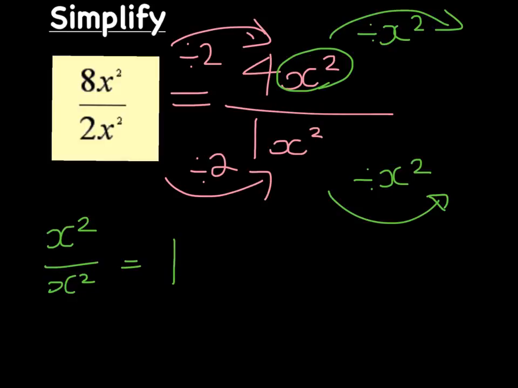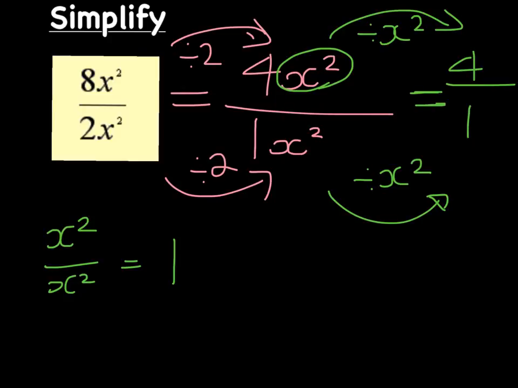And we can check that doing the inverse. What is 1 lot of x squared? Well, it's x squared, so that works. Okay, so let's just go back up to the top. So the numbers are obviously going to stay the same. So we've got 4 and then 1 at the bottom. We've got x squared divided by x squared, which is 1.